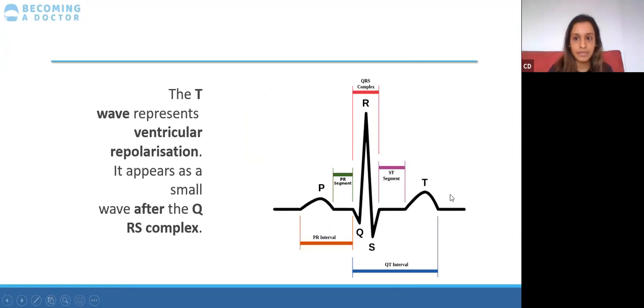Then we've got the T wave, which is after the QRS complex and represents ventricular repolarization.